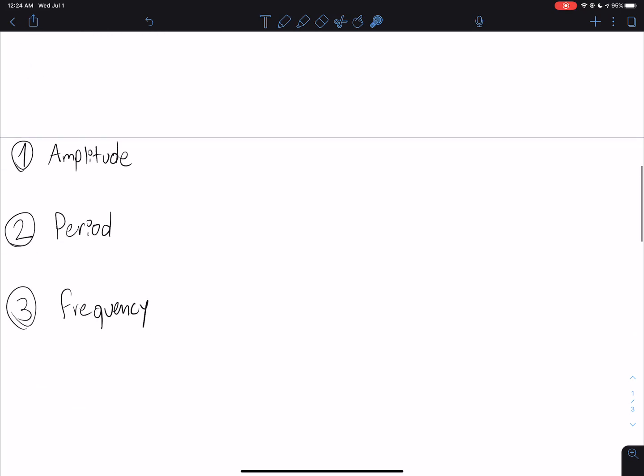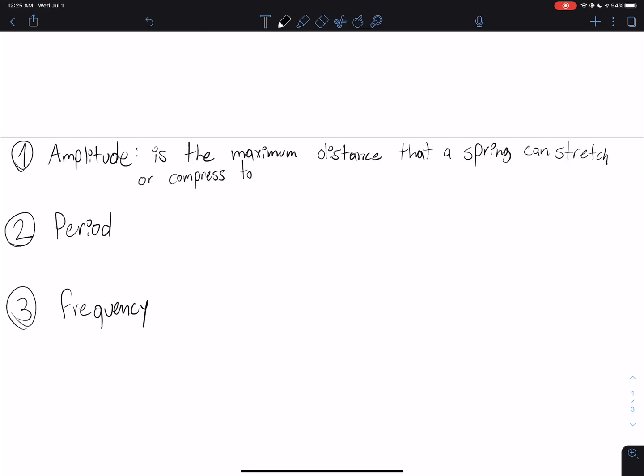So again, I'll just write it down. Amplitude is the maximum distance that a spring can stretch or compress to from its equilibrium.